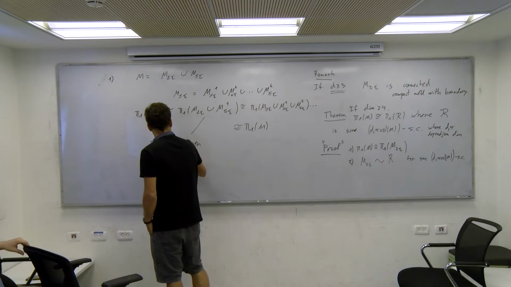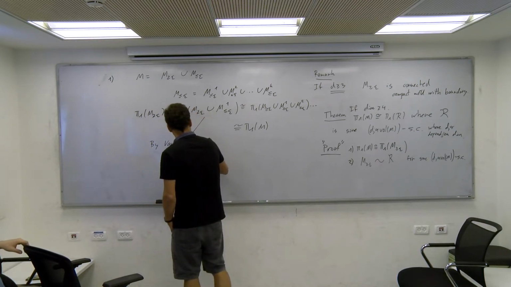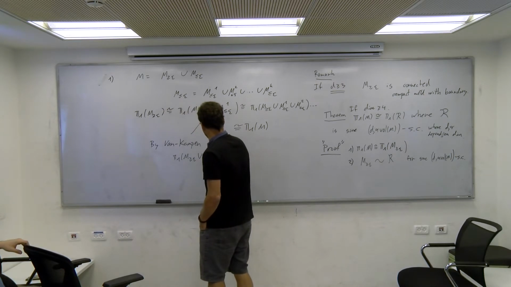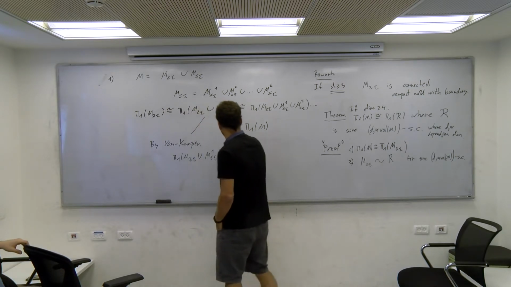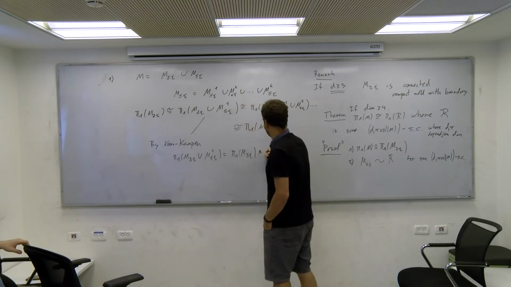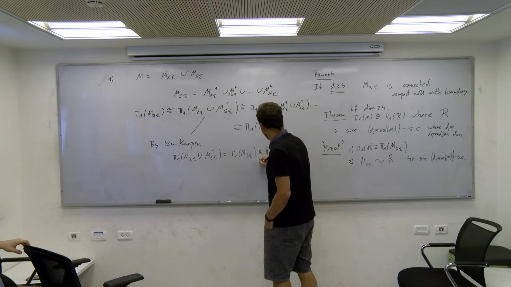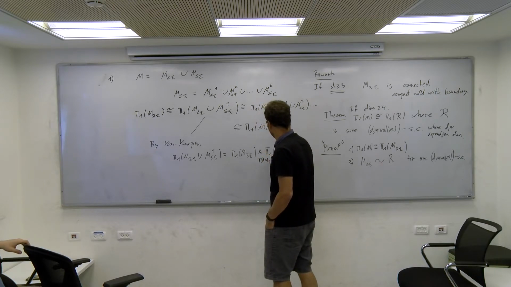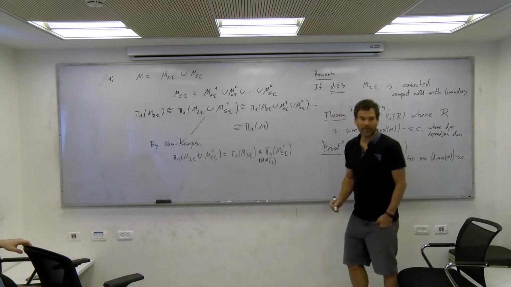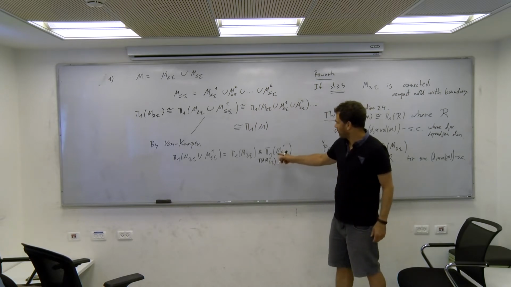By Van Kampen, pi 1 of M greater than epsilon union M less than epsilon 1 is the same as pi 1 of M greater than epsilon amalgamated product with pi 1 of M less than epsilon 1 over the fundamental group of the boundary. Right? Okay. So, but what is this?